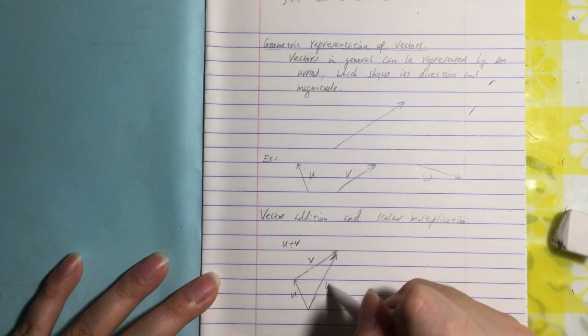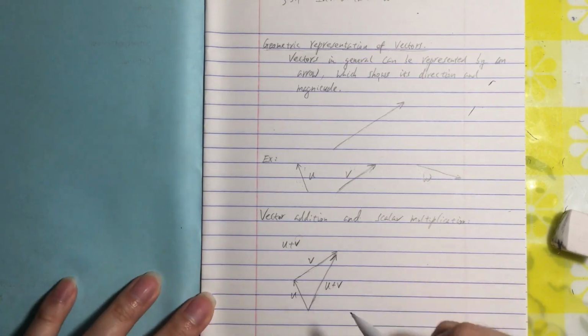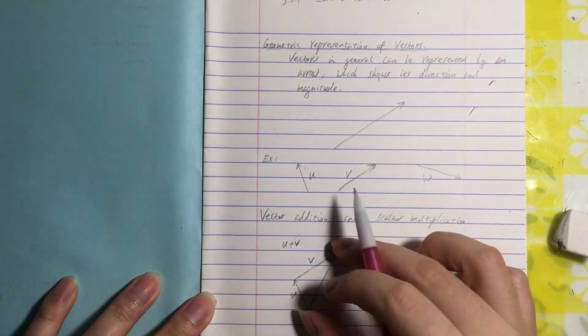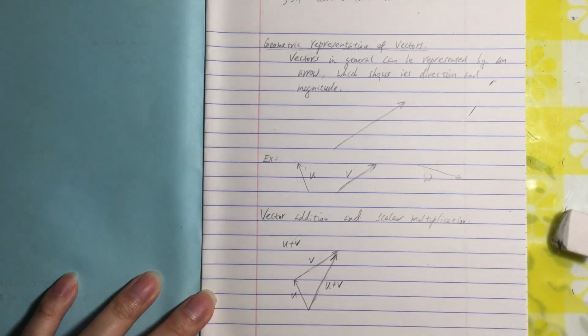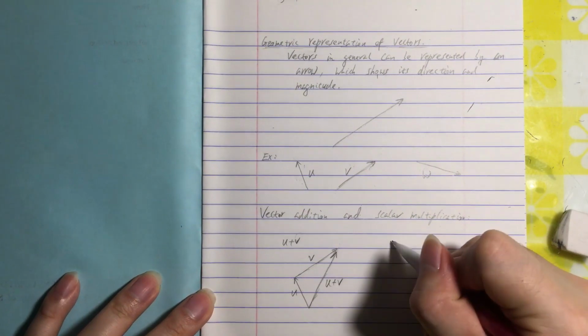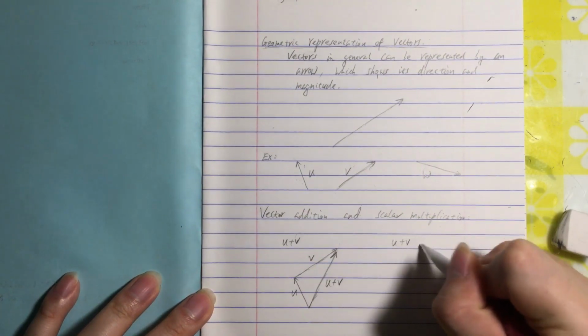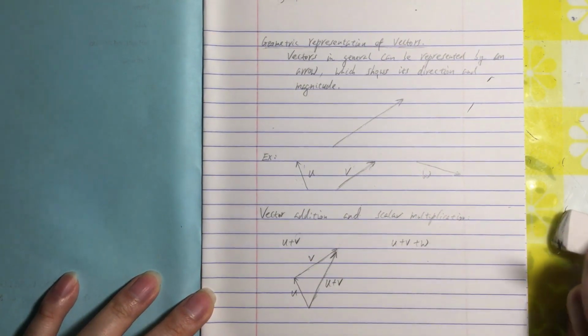This is the sum, u plus v. This is the sum of two vectors. That's u plus v. This vector represents u plus v. That's how we add vectors. Now, how about u plus v plus w? How can we add three vectors?